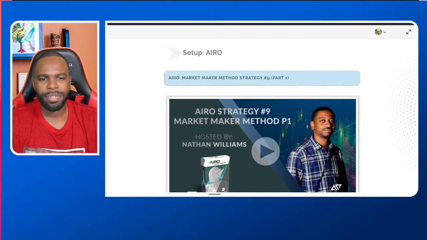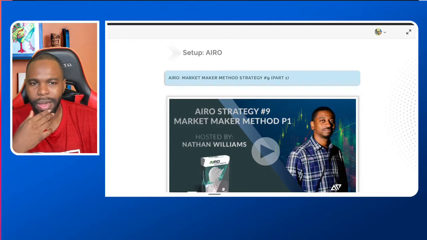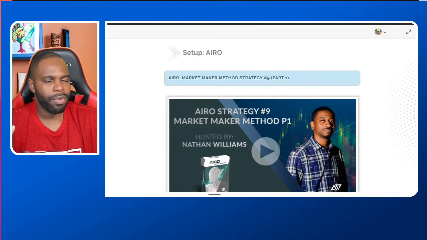We have different strategies on how to use this indicator, and I'm telling you right now, this indicator is very, very simple to use, and it's a very simple concept that we use. The first strategy that we use when it comes to AIRO is called the bag strategy. Let me give you an example of how the bag strategy works.